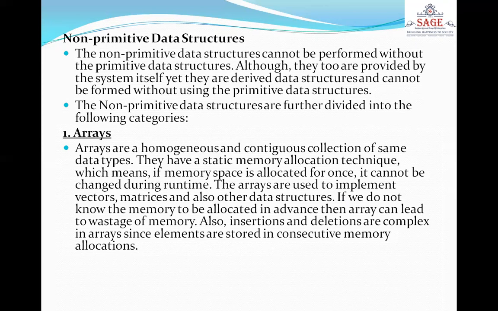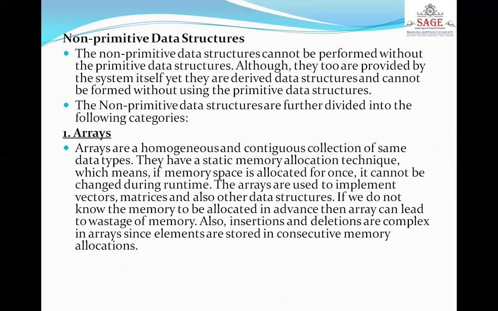First is linear list, the linear data structure. If the elements of a data structure result in a sequence or a linear list, then it is called a linear data structure. Every data element is connected to its next and sometimes previous element in a sequential manner. Examples are array, linked list, stack, and queue.